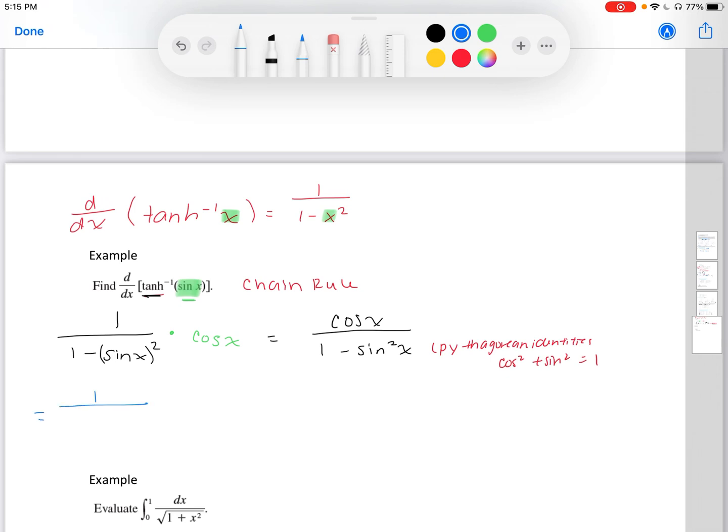So let's make that replacement so that we have cosine of x divided by cosine squared of x, which gives us 1 over cosine. And 1 over cosine, we can't just leave it like that. We know that that is secant. So we have secant of x. That is our final answer.